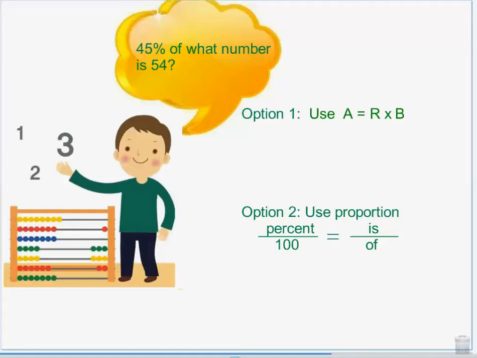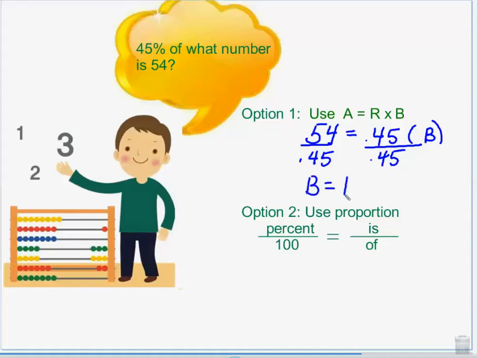So let's say we choose option 1 and we want to use A equals R times B. For this problem, our amount is 54. Our rate is 45%, so we'll write it as a decimal, 0.45. And we're looking for our base. To solve for our base, we're going to divide both sides by 0.45. And then using a calculator, 54 divided by 0.45 is 120. So our base, the number that we're looking for, was 120.